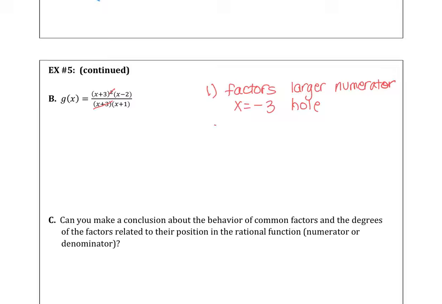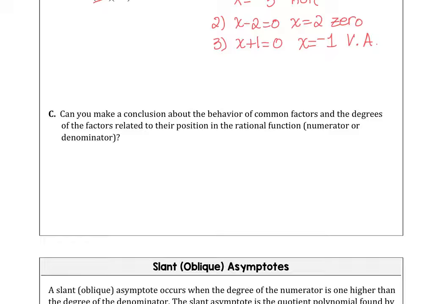We also know that x minus 2 in the numerator is going to give us a 0 at x equals 2. And lastly, we also know that x plus 1 in the denominator is going to give us a vertical asymptote at x equals negative 1. Are you able to make a conclusion about the behavior of the common factors and the degrees of the factors related to their position in the rational function, whether it's the numerator or denominator? See if you can come up with a list before we move forward.